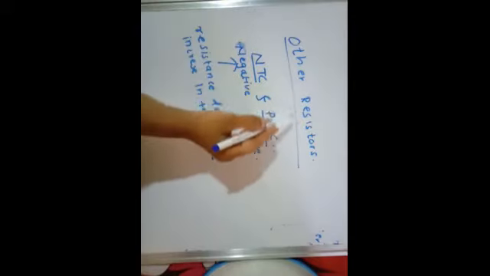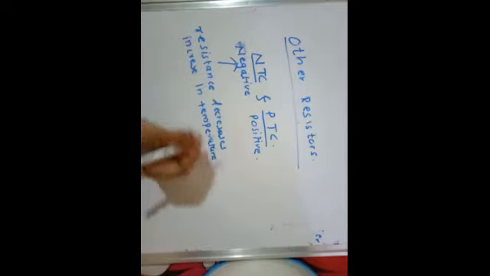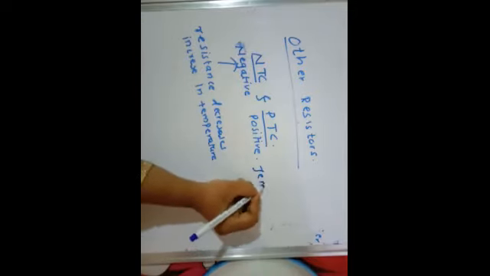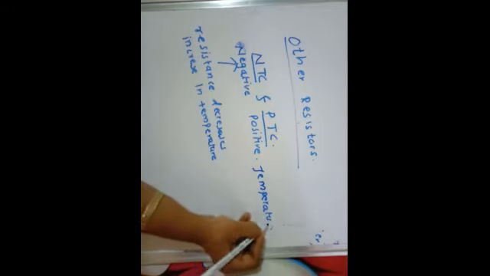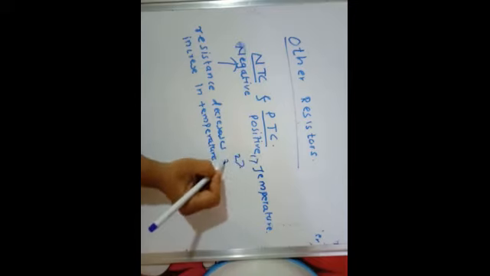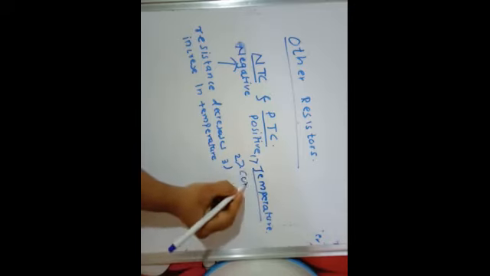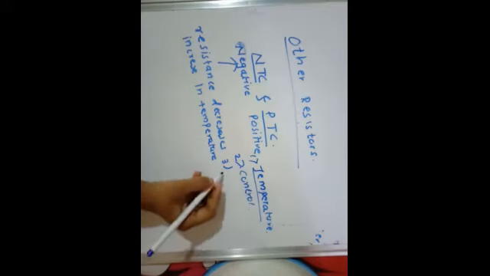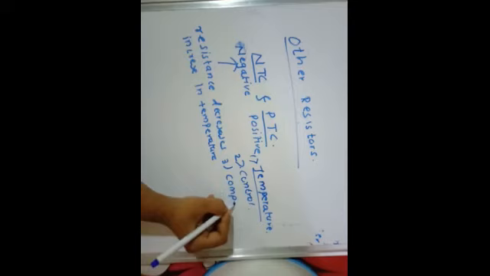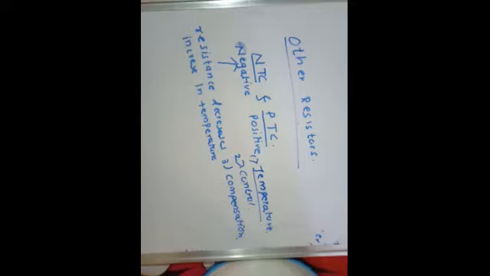We use the thermistor for different applications, such as measurement of temperature. You can measure the temperature just like our thermometer. Then temperature control and temperature compensation. These are the three uses or applications of thermistor: you can measure the temperature, you can control the temperature, and third, temperature compensation. So this is the first resistor type.